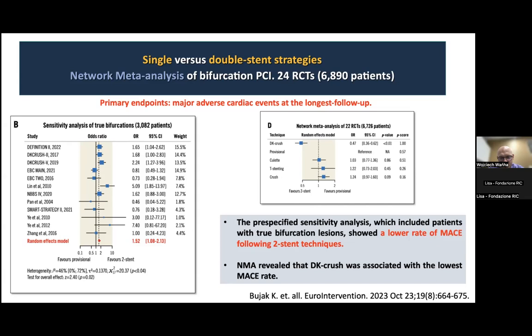However, the EBC study is saying that they are similar in terms of clinical performance, one-stent provisional versus two stents. So this is the message of this study. Okay, and then the message of EBC is try to spare stents if you can manage that by means of provisional stenting.